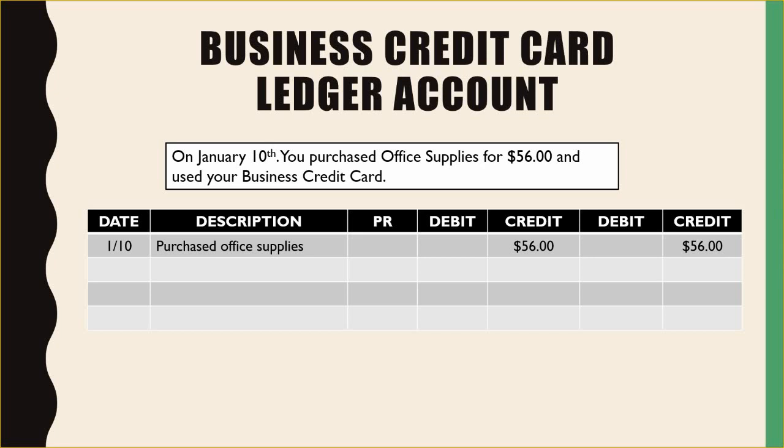Even though you have a credit line of $500, you don't actually put that in here because you didn't borrow the $500 right away. You are slowly spending the credit card to rack up to that $500 limit. So there you go. You have office supplies. You spent the money on the business credit card, so now you owe $56.